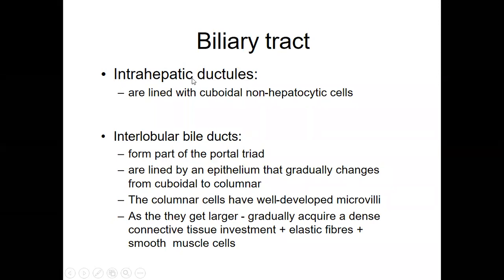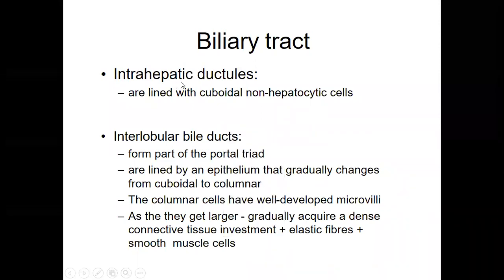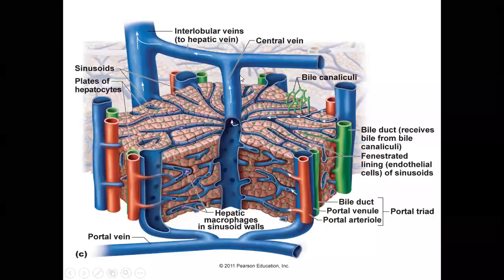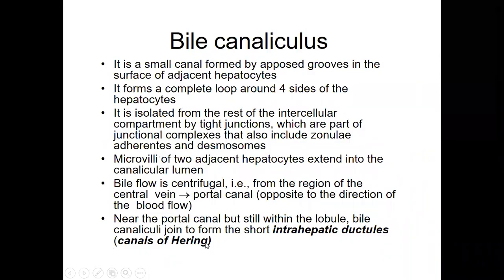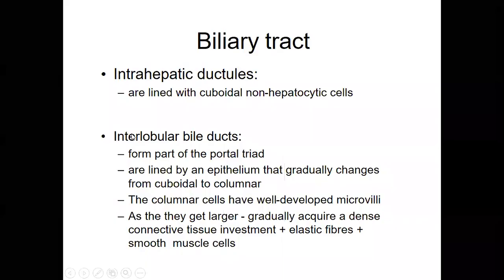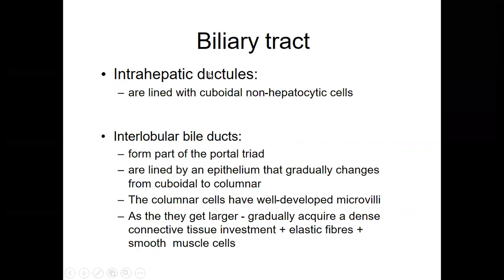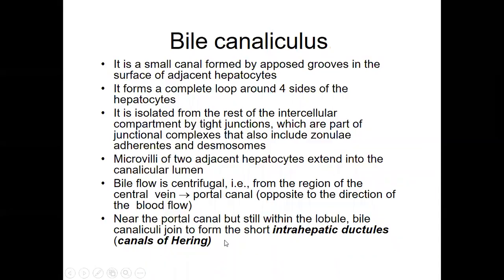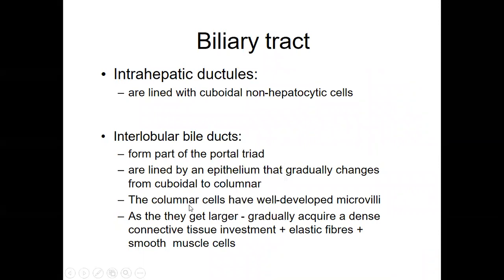The intrahepatic ductule, lined with cuboidal non-hepatocyte cells. Just to correct my statement, the intrahepatic ductule is this one. The intrahepatic ductule is the canal of Hering, the short component of the ducts that I mentioned just now. So definitely it is larger than the bile canaliculus. The canal of Hering is lined by cuboidal non-hepatocytic cells.